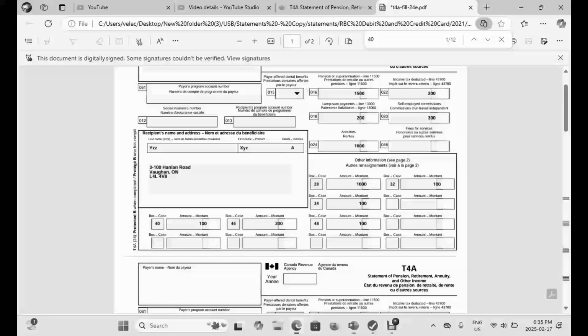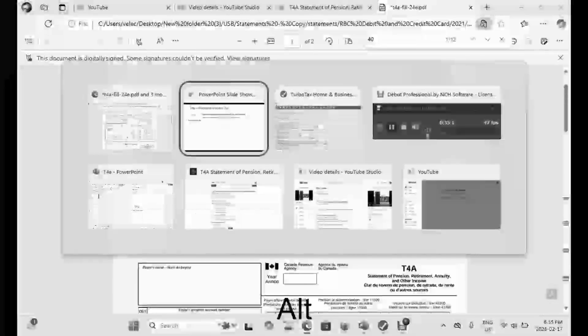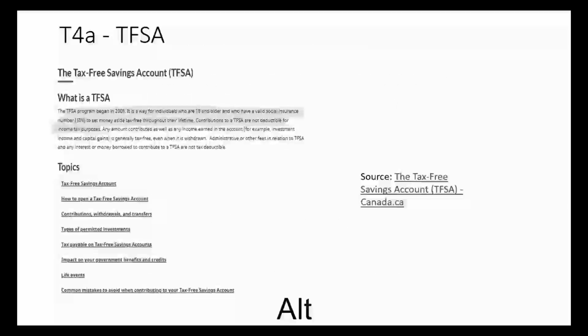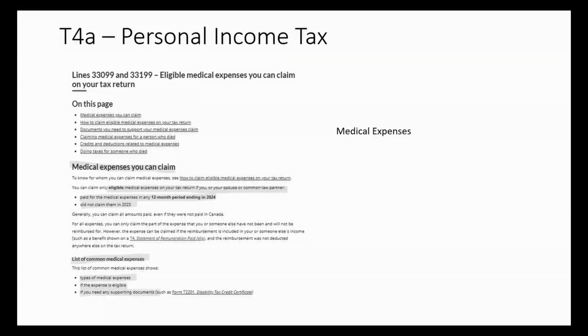Okay, for this video, we'll leave this one as blank as well. Premiums for private health services. This is code 135. So these are the medical expenses that you can claim for this box. You can claim only eligible medical expenses on your tax return if you or your spouse or common law partner paid for the medical expenses in any 12-month period ending in 2024 and did not claim them in 2023. Generally, you can claim all amounts paid even if they were not paid in Canada.